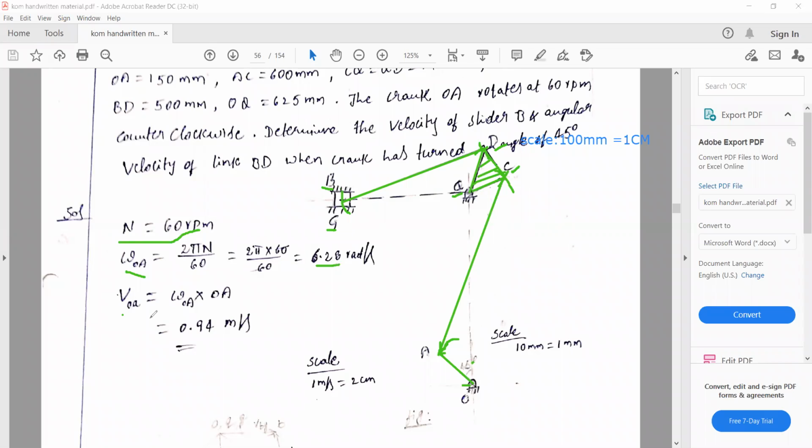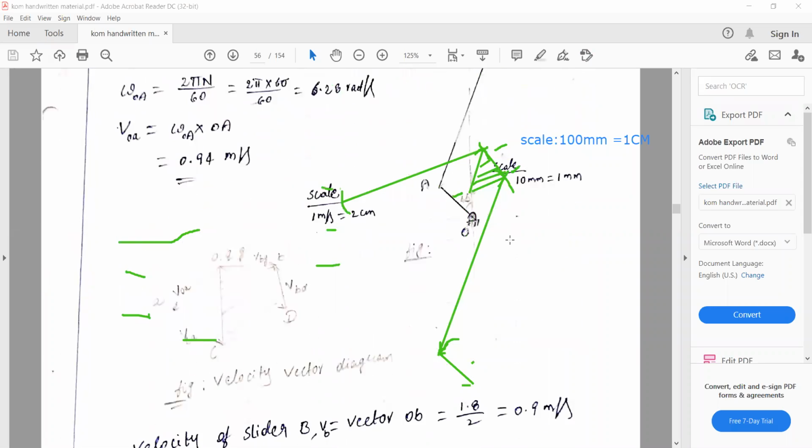6.28 rad/s is there. Later you have to find the velocity, that is v equals omega into OA. So simply find the velocity value, that is 0.94 meter per second. 0.94 meter per second. So you only have to know this one velocity.